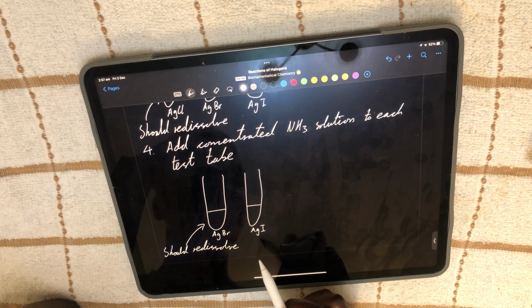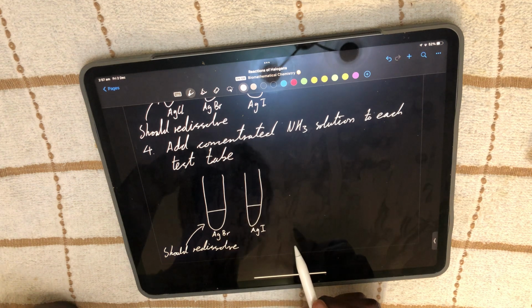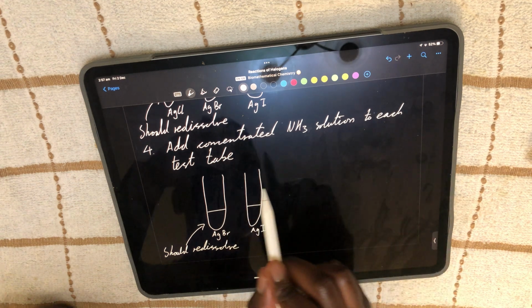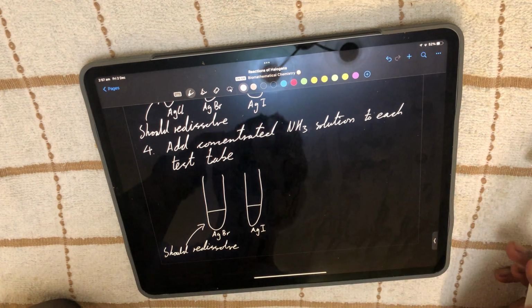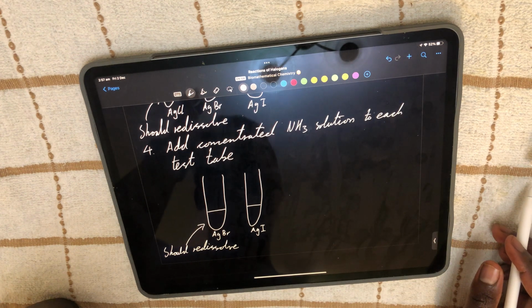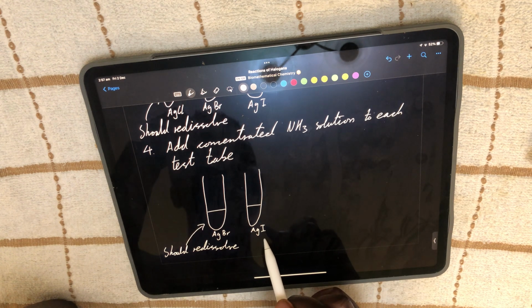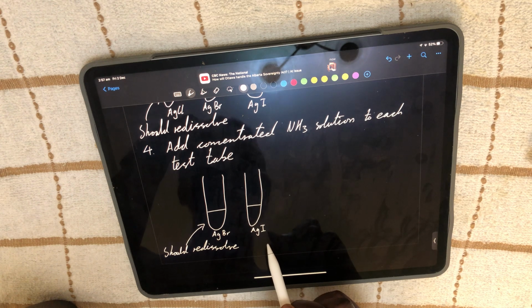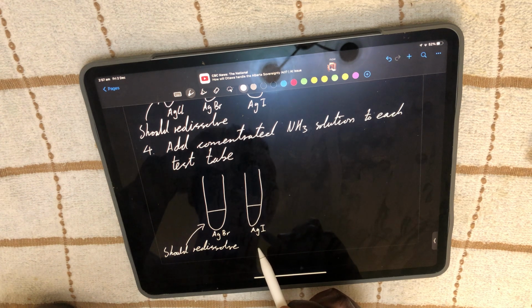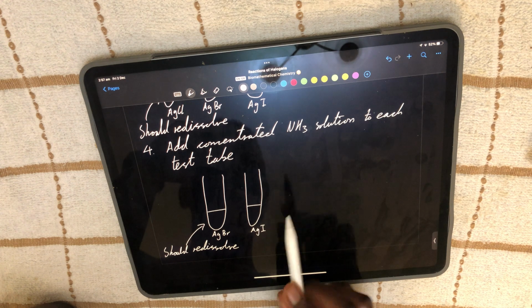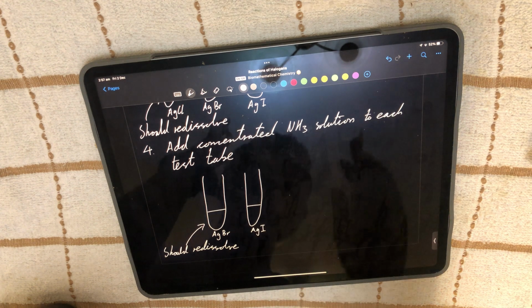And the AgI doesn't redissolve. Silver iodide doesn't dissolve at all. The reason why is because silver bromide and silver chloride have mostly ionic character, whereas silver iodide actually has some covalent character, which makes it quite insoluble, and so it wouldn't dissolve in an ammonia solution.